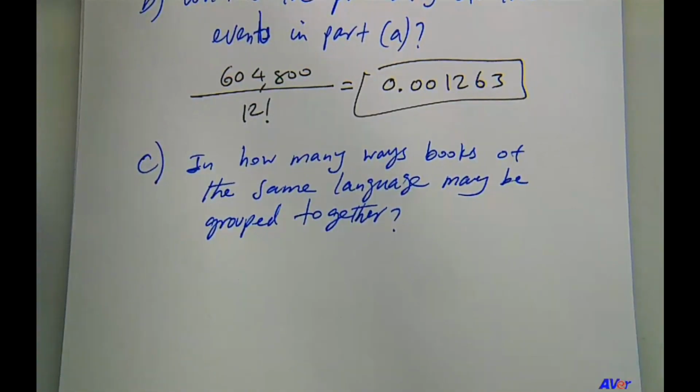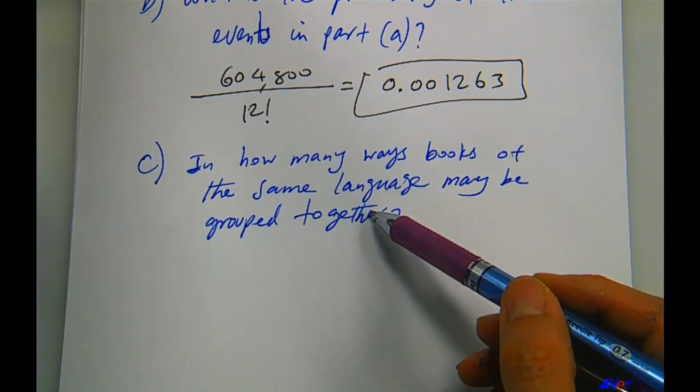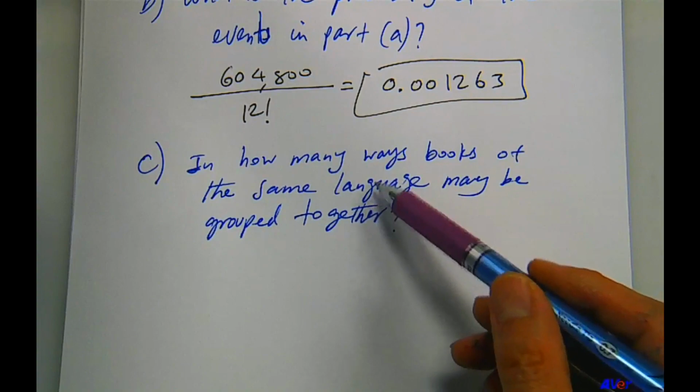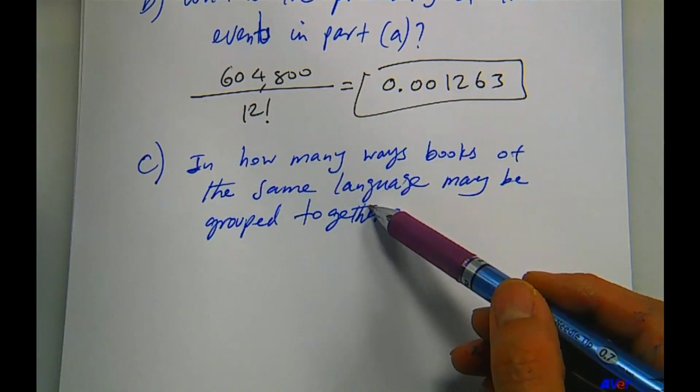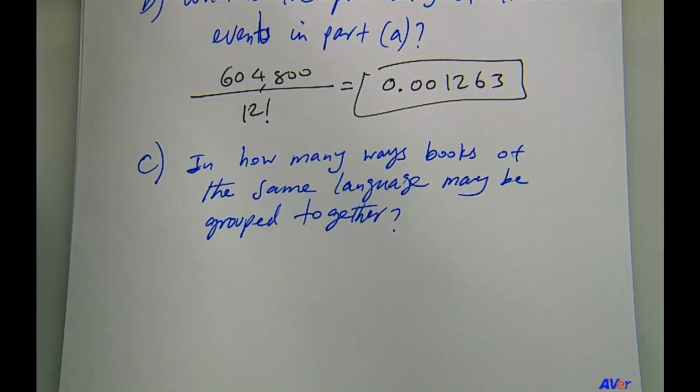So here, notice again, like part A, we want to keep the books together. But think about how this part C is different than part A. We still want to keep the books of the same language together, but the French books don't have to be on the left-hand side, right? They can be on the right side.